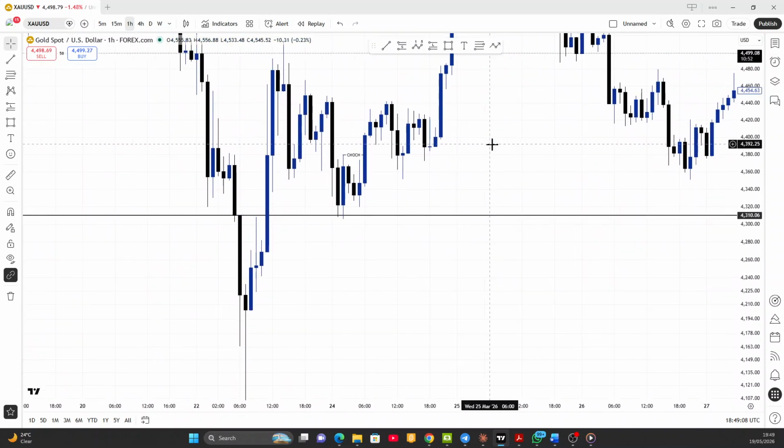Now, one of the trading tips I'm going to give you, this is a pro trading tip. When price is bullish, it is safer to trade bullish fair value gaps. When price is bearish, it is safer to trade bearish fair value gaps.